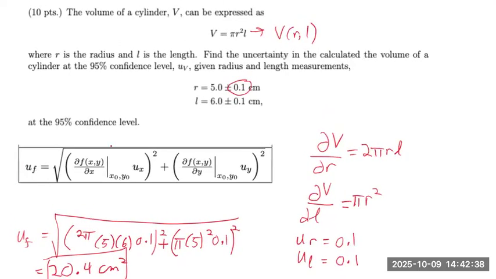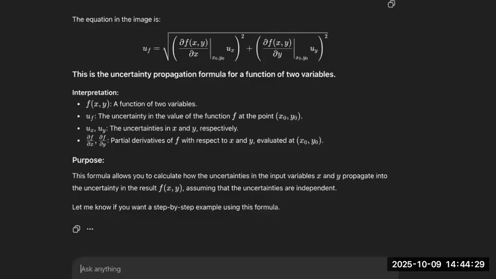And actually, before we part, I want to understand this a little better and help you guys understand it a little better. So the equation in the image is this, and this is the uncertainty propagation formula for a function of two variables. f of x, y is a function of two variables, and UF is the uncertainty in the value of the function f at the point x naught, y naught. UX and UY are the uncertainties in x and y respectively, and the partial derivatives of f with respect to x and y are those.